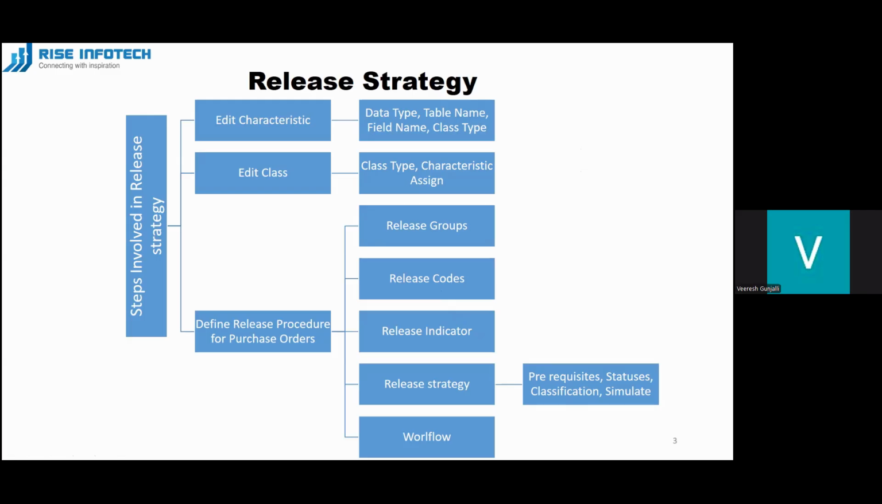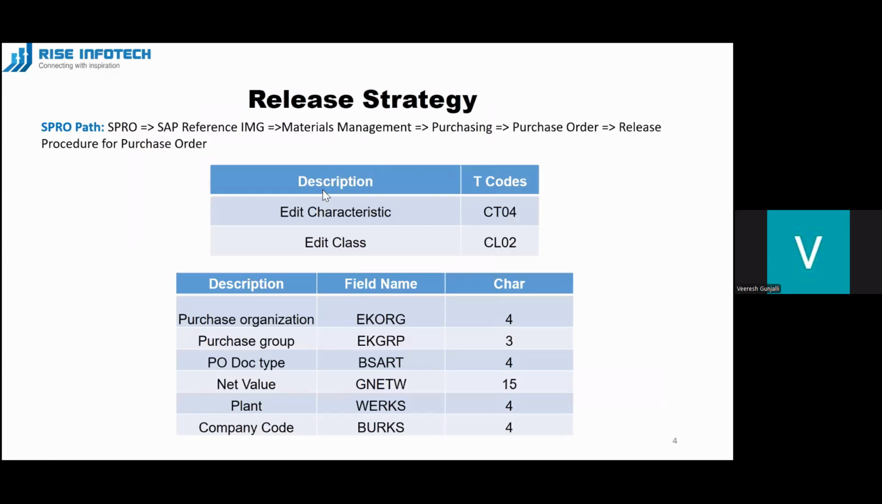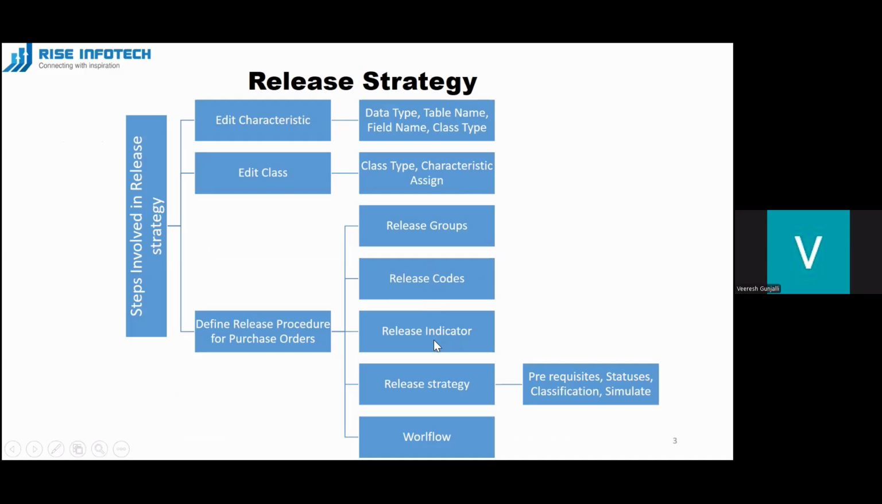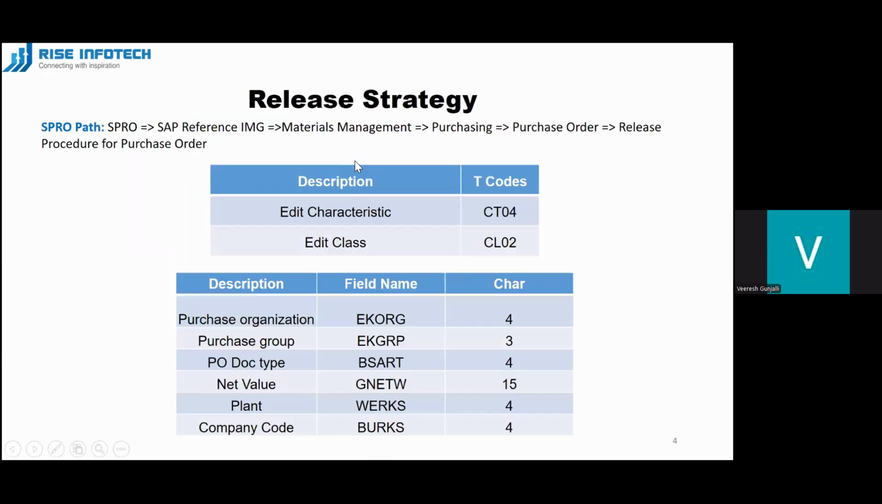This is about release strategy, and we have the SPRO path. We can go to this path, release procedure for purchase order, and in that we can go through all these steps: release group, release codes, and these classifications. All these we can see in this SPRO path, along with the T-codes for edit characteristics and edit class. These are standard field names, like when we are configuring with respect to company code, plant or net value. That we can select, and that field name we need to enter while creating the characteristics. This is about release strategy.